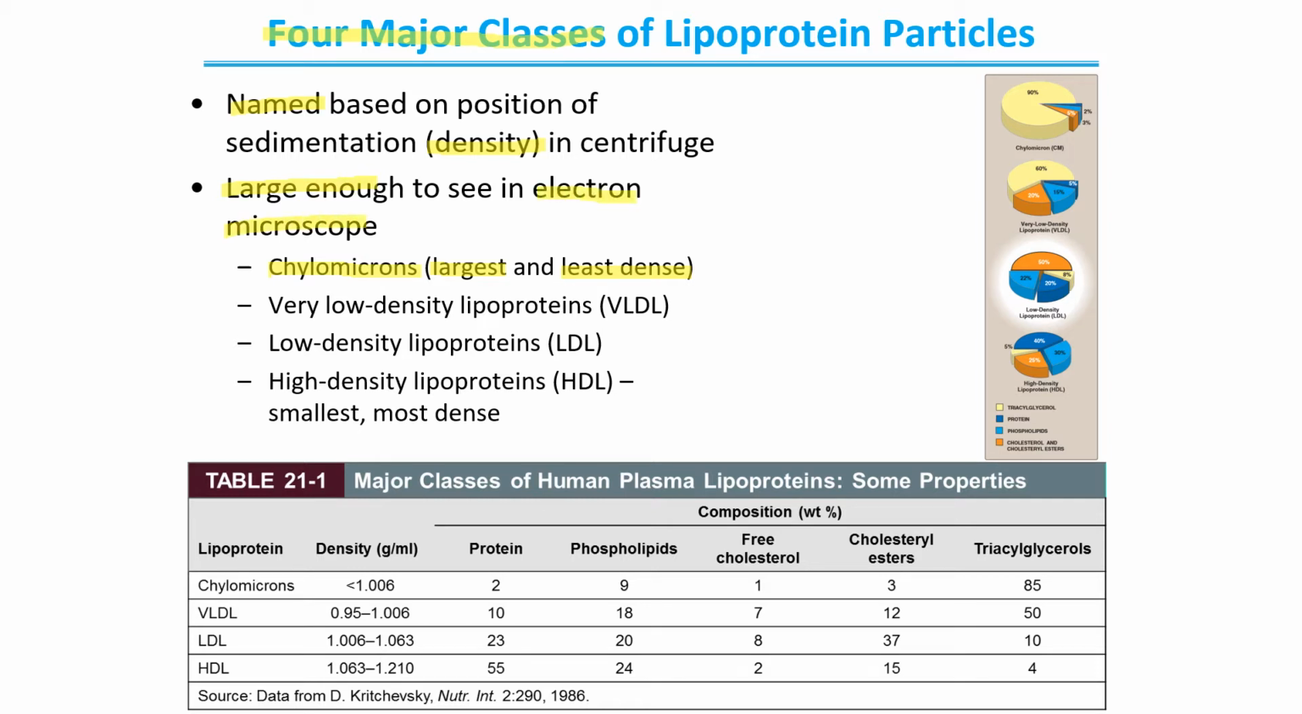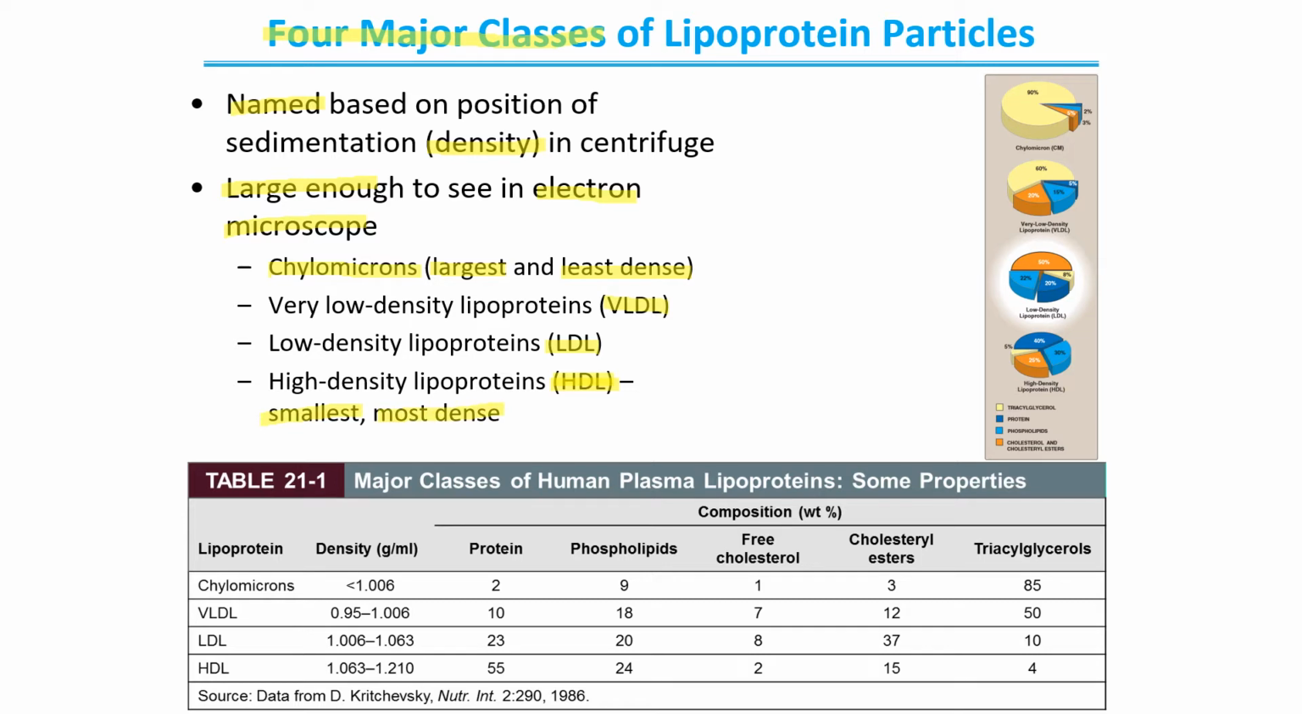Now, after chylomicrons, we have VLDL, which will have a little bit smaller size than chylomicrons, but their density will be a little bit higher. Then comes low density lipoprotein, and the last one is the high density lipoprotein, which is the smallest in size, but their density is the greatest.